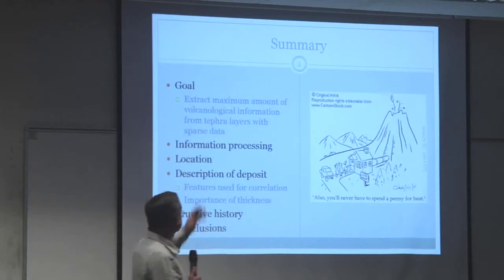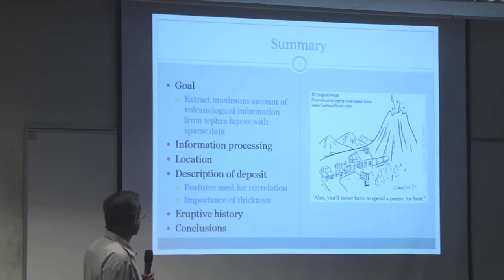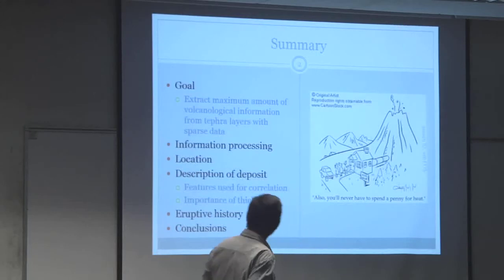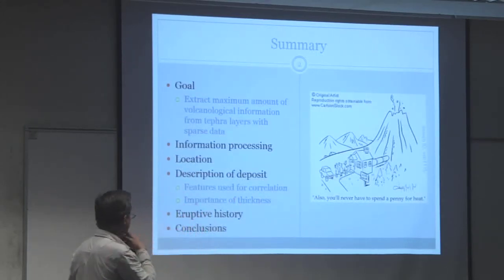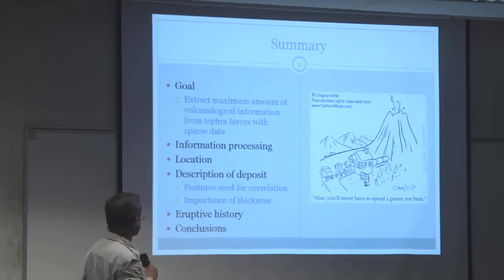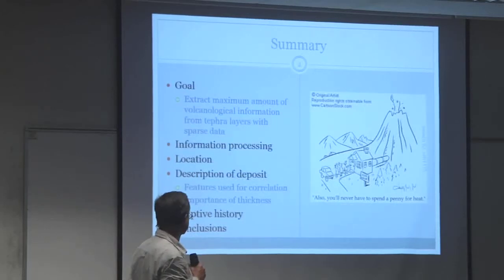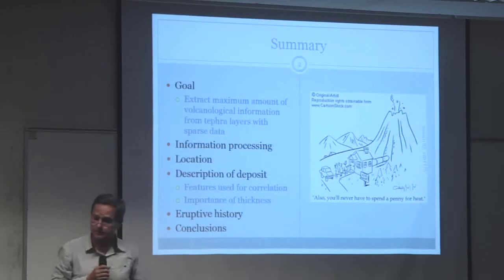So the goal here is to extract as much information as we can about volcanological parameters from tephra layers with sparse data. Talk a little bit about information processing of data from volcanic fields in general, and then go into the location very briefly. We've already talked about monocraters, and then look at the description of the deposits and what we can see from a few sites, and inferences that we can make about eruptions and the eruptive history from those.